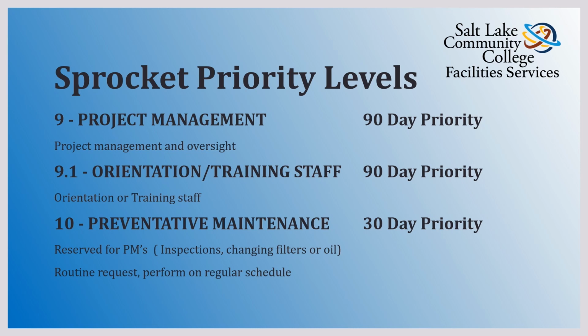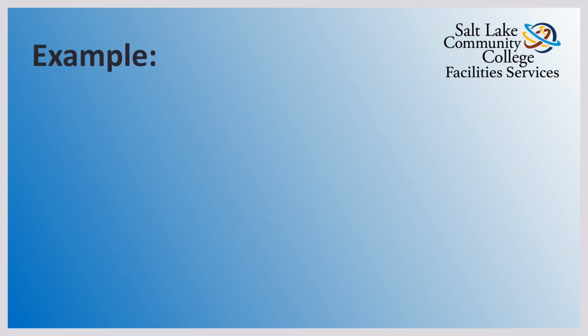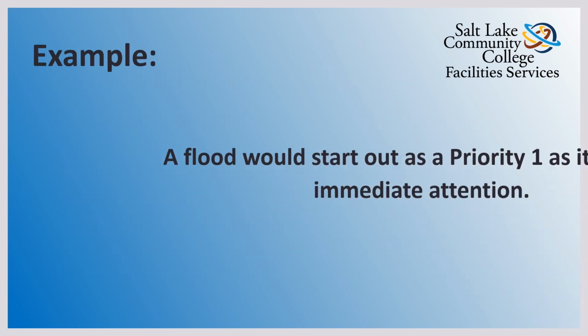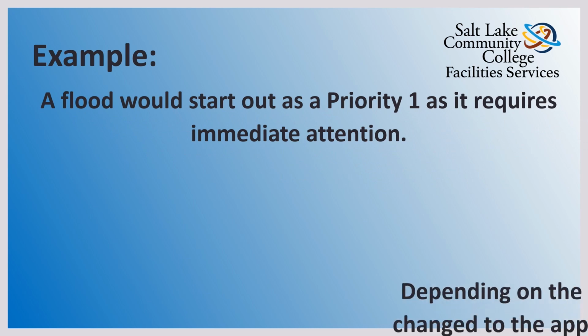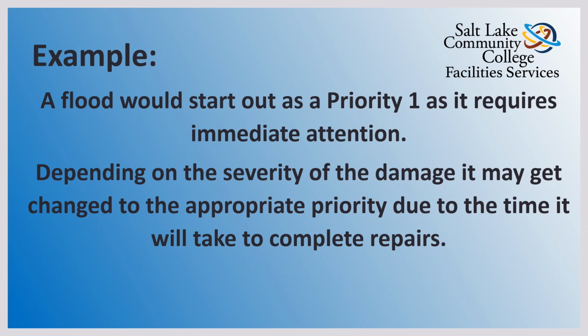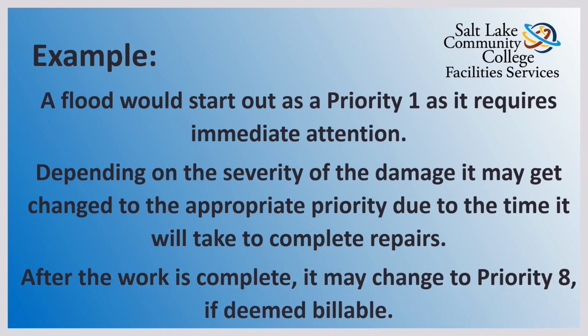It is important to note that the priority level may change throughout the work order process, depending on the nature of the work being carried out. For example, a flood would start out as a priority 1 as it requires immediate attention. Depending on the severity of the damage, it may get changed to the appropriate priority due to the time it will take to complete repairs. After the work is complete, it may change to priority 8 if deemed billable.